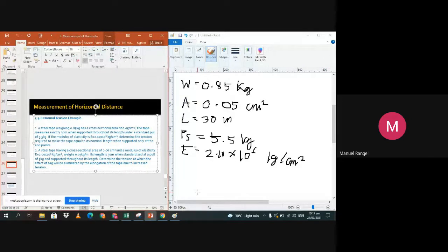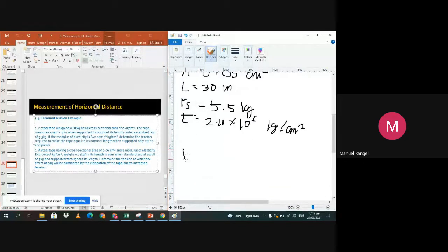Determine the tension required to make the tape equal to its nominal length when supported only at the end point. So normal tension ang gipangita. So required is the Pn.